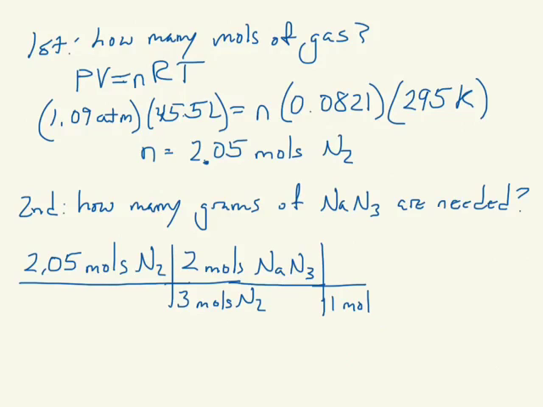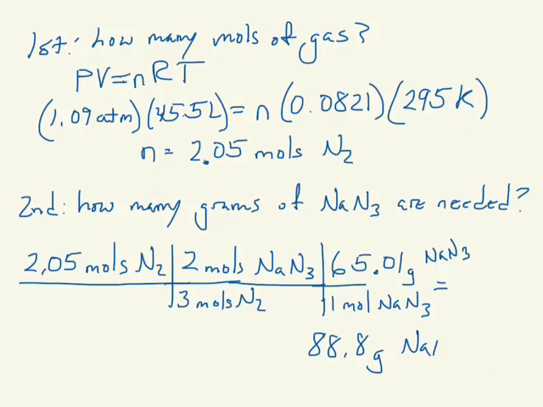And one more conversion to grams. 1 mole of NaN3 is equal to, I got 65.01. That 0.01 is probably pretty silly. 65.0 grams would have been fine. And we get our amount of our sodium azide. We solve that, and I got 88.8 grams of NaN3.